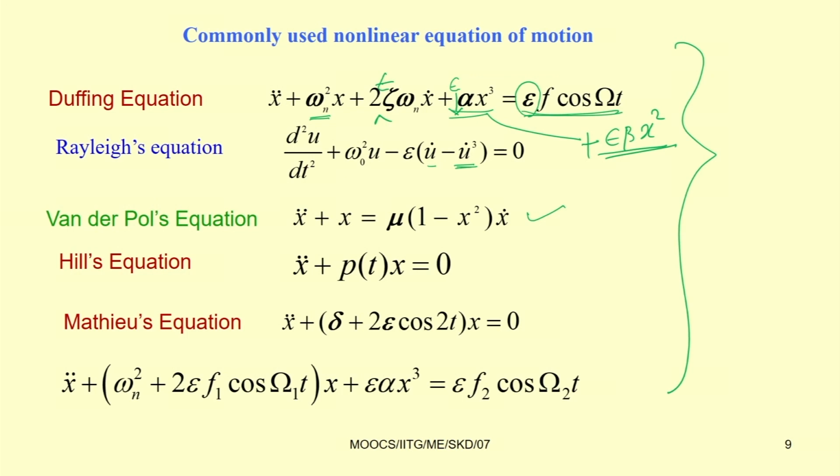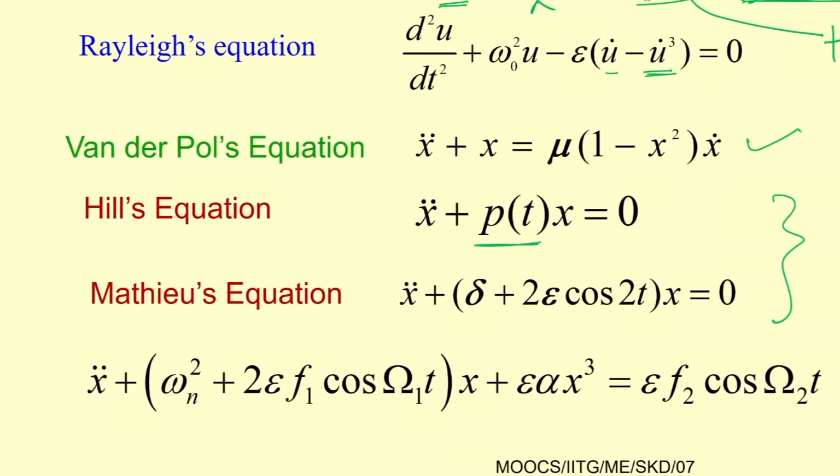Similarly, we can write another equation, Hill's equation, particularly for parametrically excited systems: Hill's equation and Mathieu equation. In Hill's equation we have a periodic coefficient here, x double dot plus p(t) x equal to 0. Then we can have the Mathieu equation. In case of the Mathieu equation, our equation becomes x double dot plus delta.